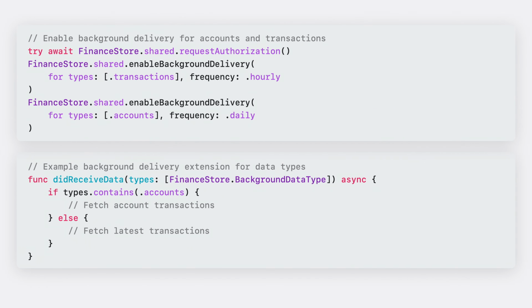Here we have an example of a more complex app that fetches all of an account's transactions when the account is connected to FinanceKit, then processes further transactions as they come in. Before it can enable background delivery, it needs to request authorization from the user to access their account's transactions. Authorizations made in the main app are inherited by the extension, so you only need to worry about it once. The app then registers for transactions with an hourly frequency and accounts with a daily frequency. This means that by checking the types passed to didReceiveData, the extension can utilize a longer window to fetch and process historical transaction data when an account is added, but stick to more frequent updates when new transactions appear.